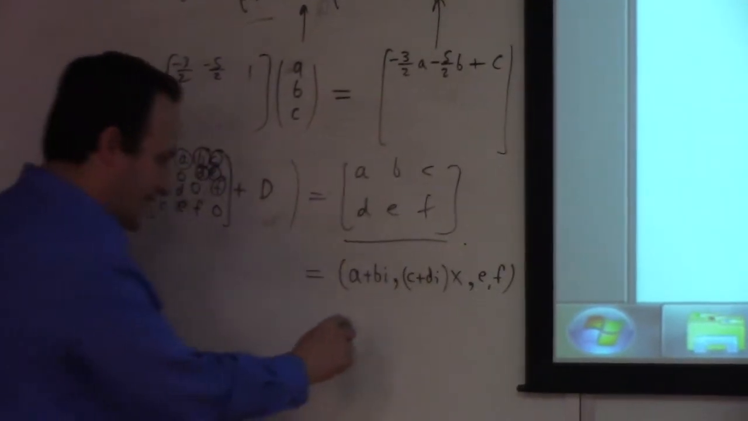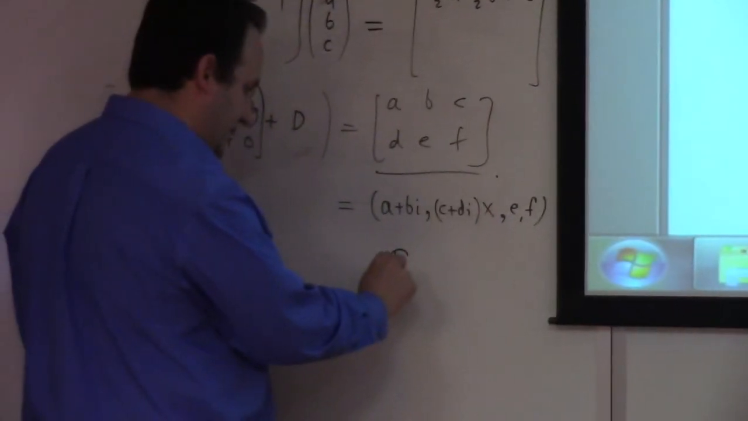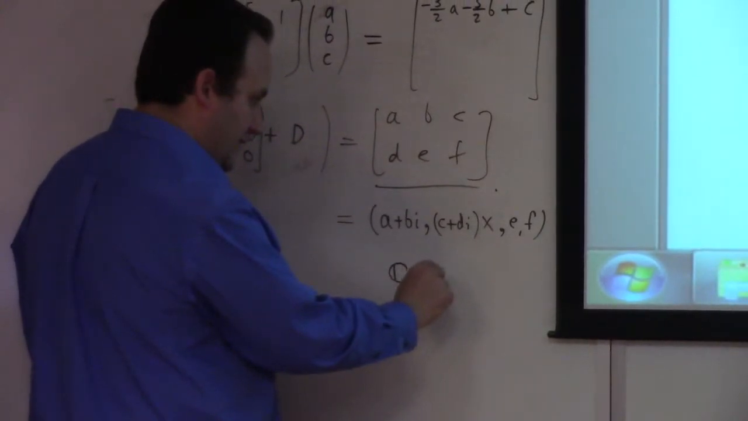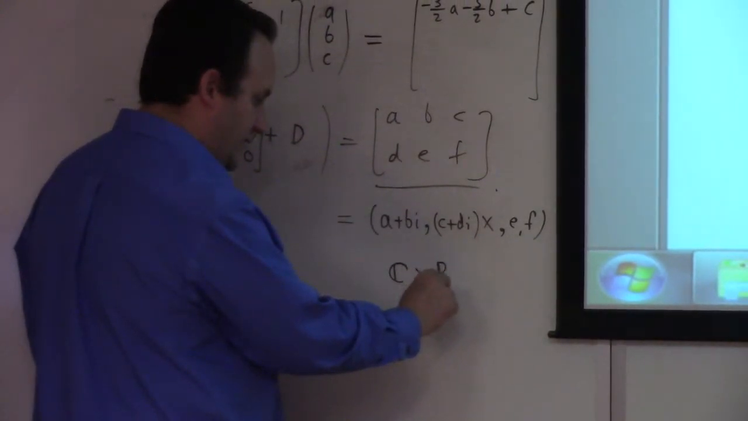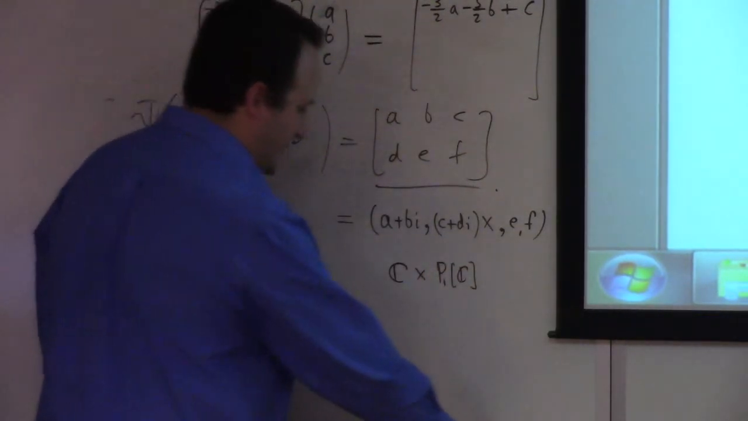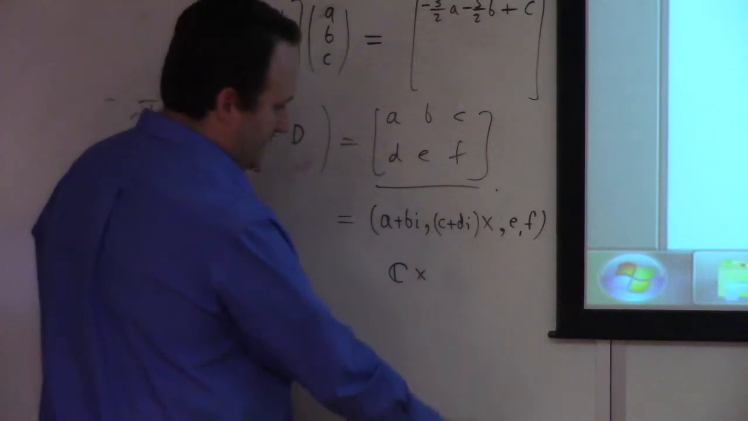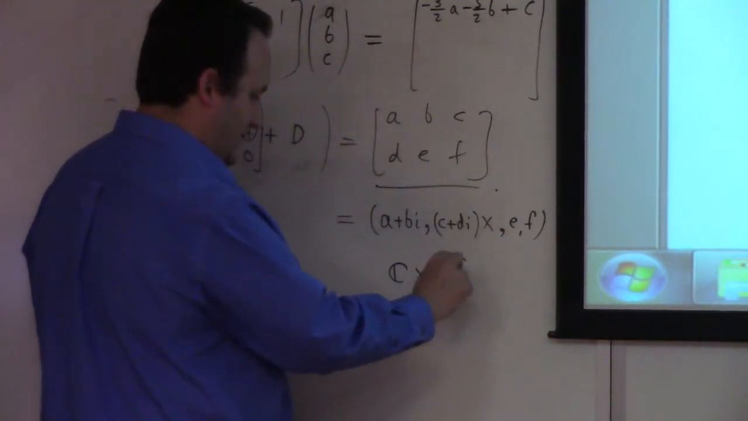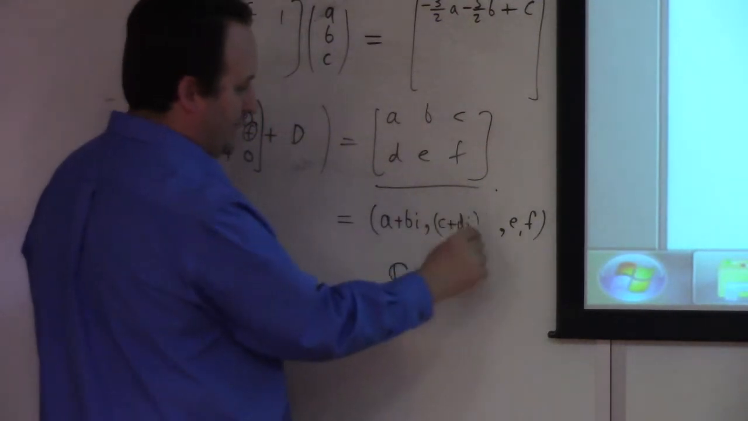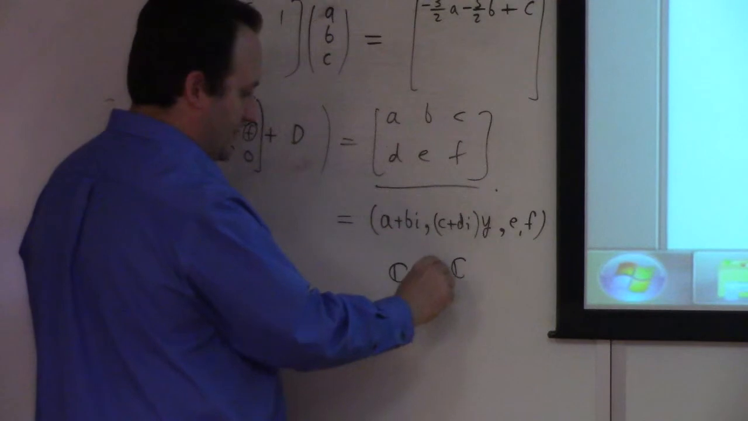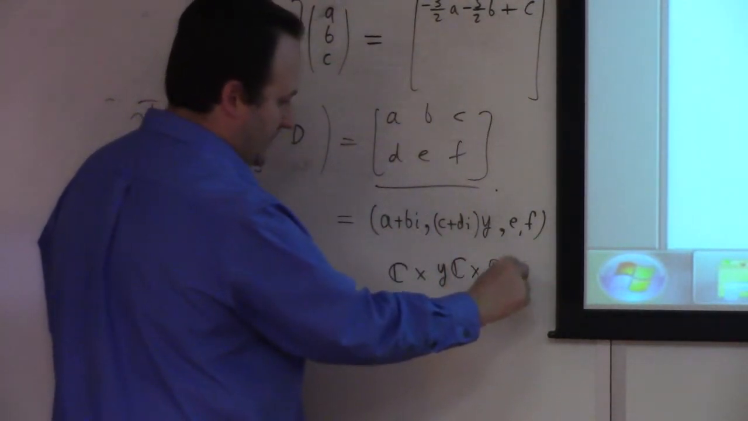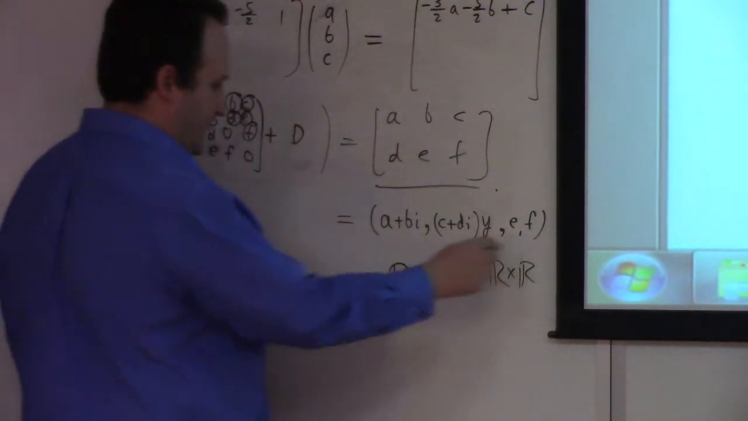This would be C Cartesian product with, let's see here, P1 over C, first order polynomials over C. Oh, it's not even that, it's worse than that. Could you just choose C? This is xC. Sorry, let me put a Y here. There, that's better. And then Cartesian product with R, with Cartesian product with R. That would be what this is.